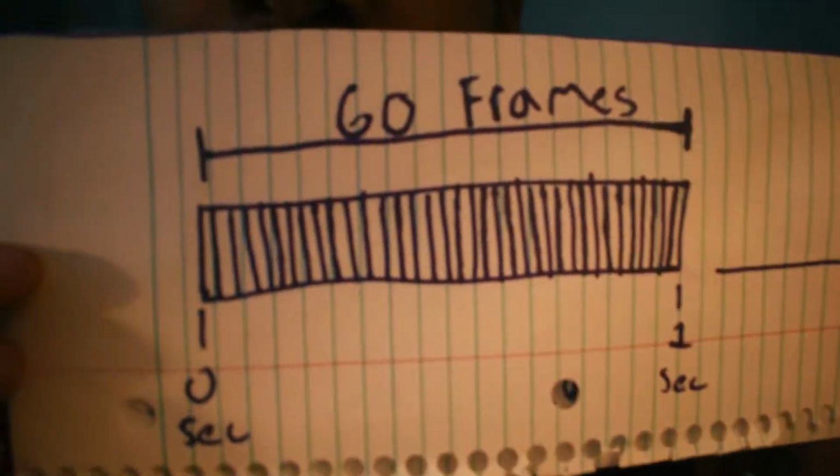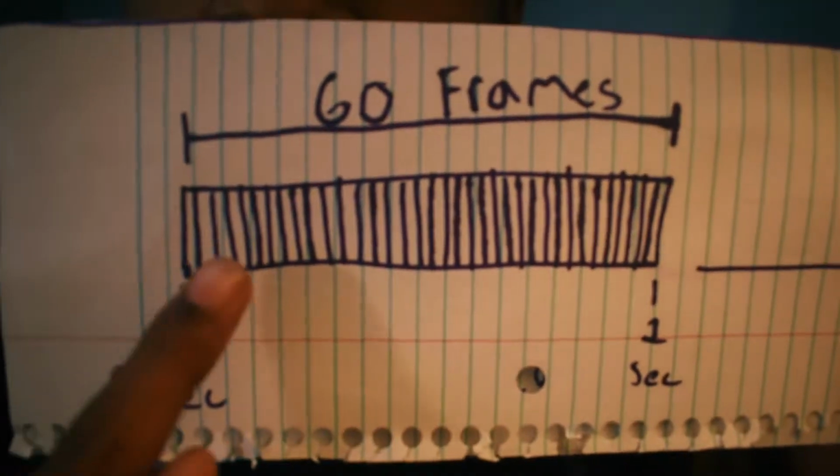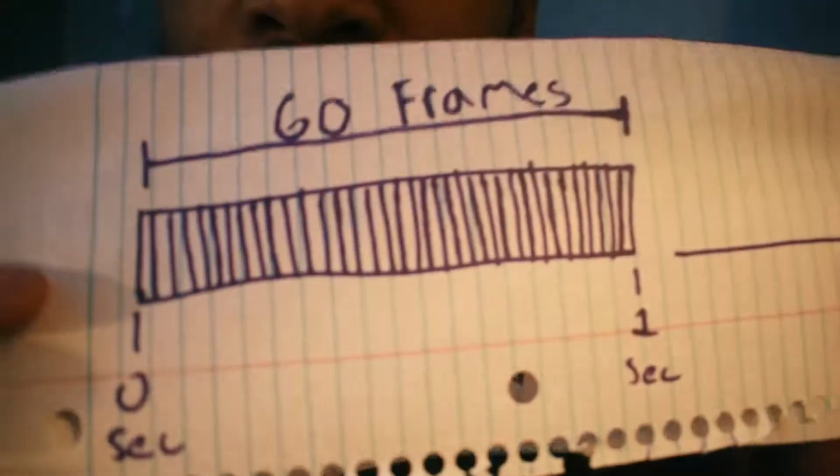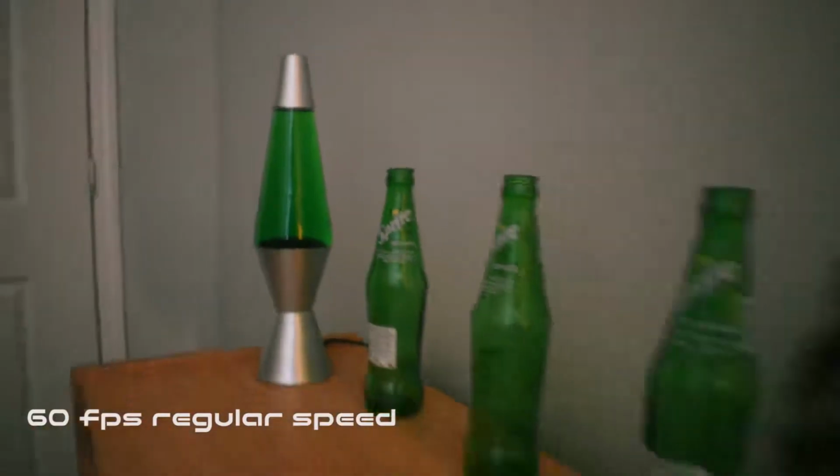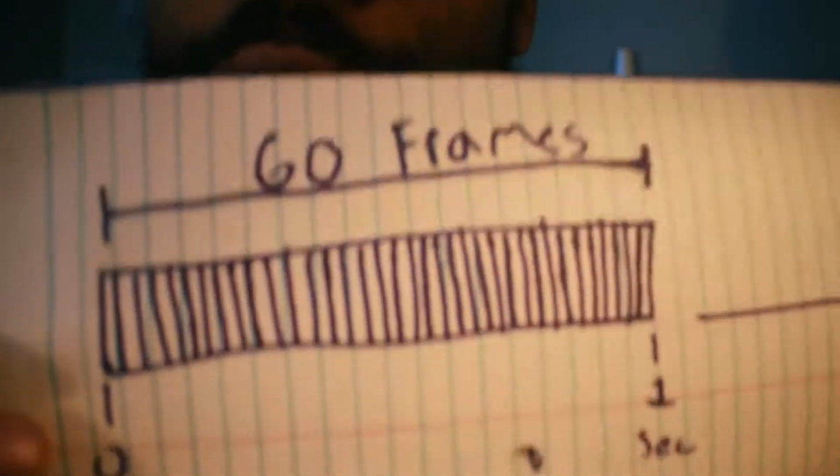Okay, so now we're going to talk about shooting in 60 frames. So here we go. Same example, except this time you can see there's a lot more frames in there as I drew, as opposed to that. See, big difference. More frames, less frames. More frames, less frames. Okay, so more frames.